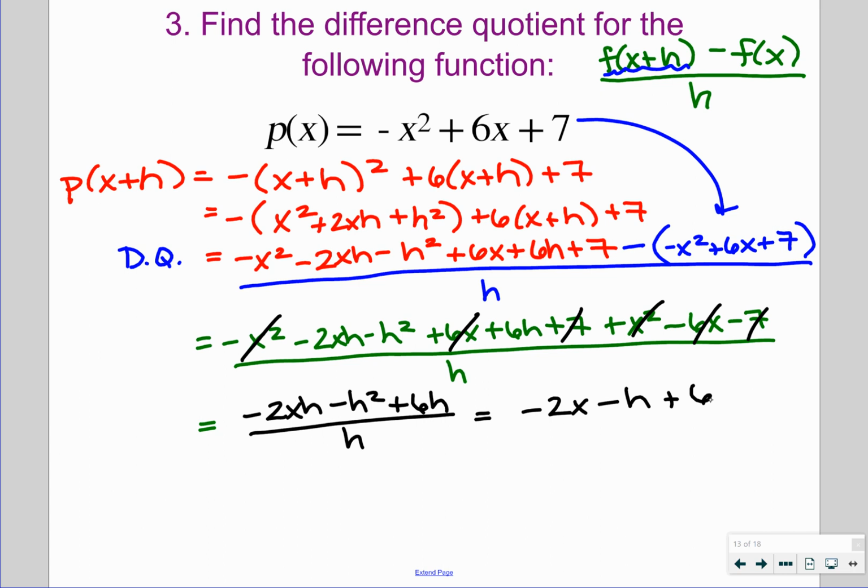And on the denominator, I would have a 1 that's in front of that h, but usually if it's just 1 in the denominator, we don't write it. So what you see there is your difference quotient. Any questions on that one? Any of the little pieces and parts that go into that formula? Okay.